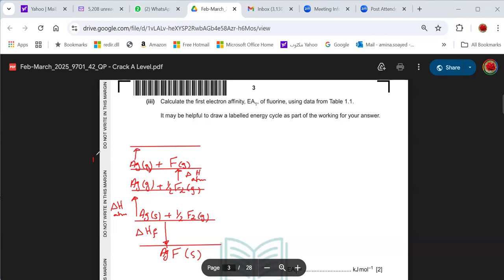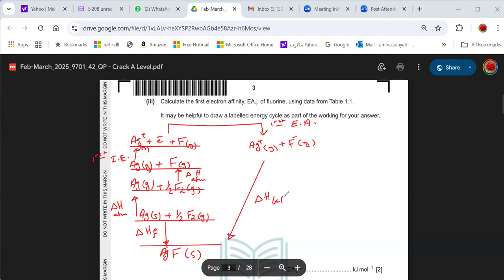And then by the first ionization energy, it will form the silver ion plus electron, of course, in the gas state, plus fluorine atom in the gas state. And then using the first electron affinity that they want us to calculate, we will get the silver ion gas plus the fluoride ion gas. And then by the enthalpy change of lattice energy, we can get the silver fluoride solid.